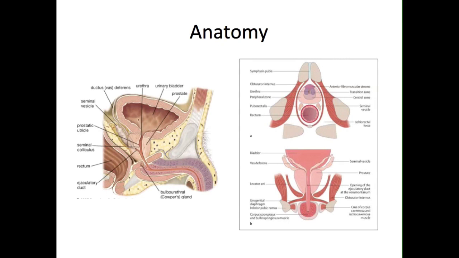The main function of the prostate gland is to secrete an alkaline prostatic fluid that forms approximately 20 to 30% of seminal fluid. These secretions are needed to ensure normal sperm function and fertility.